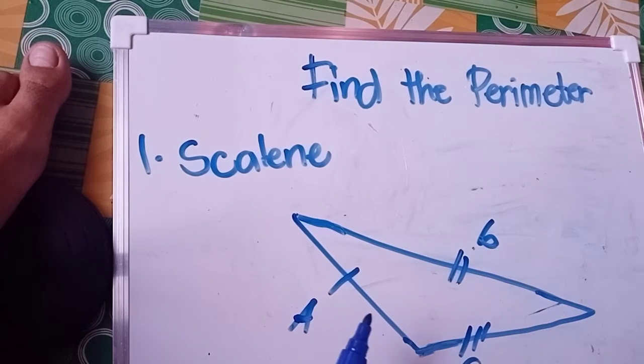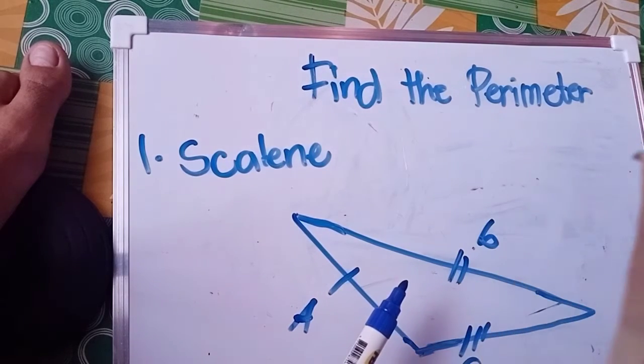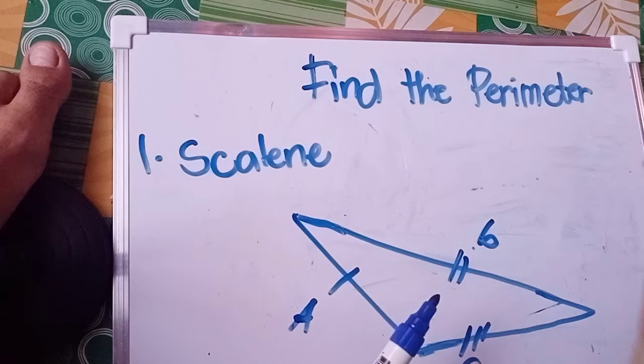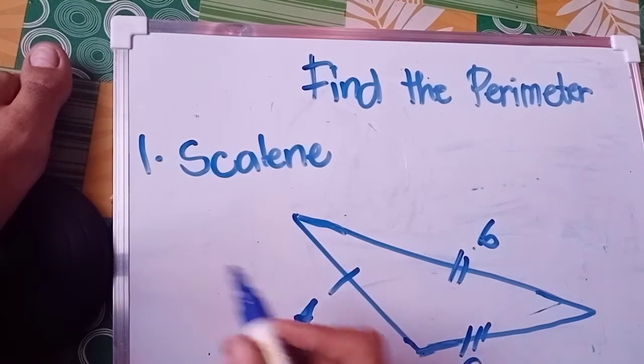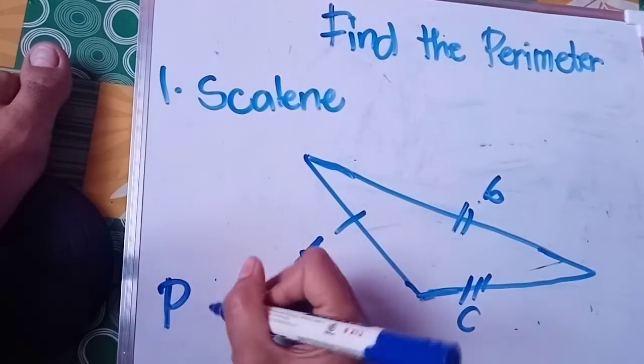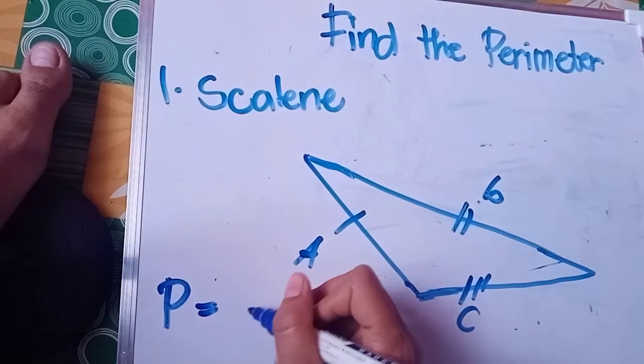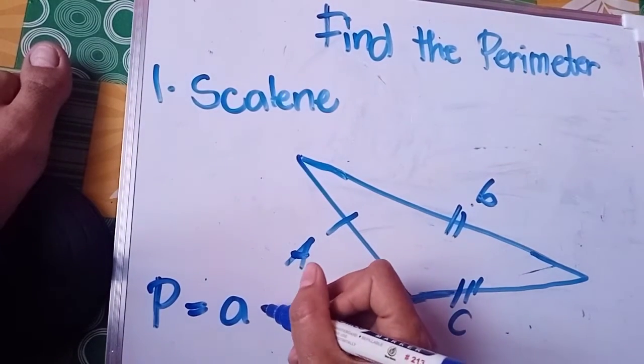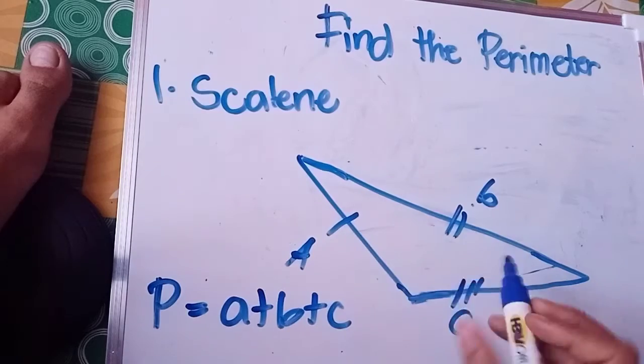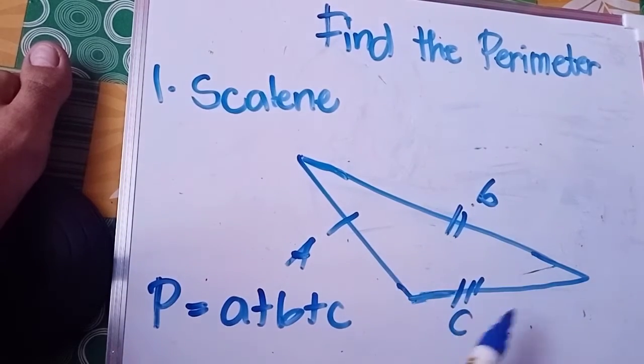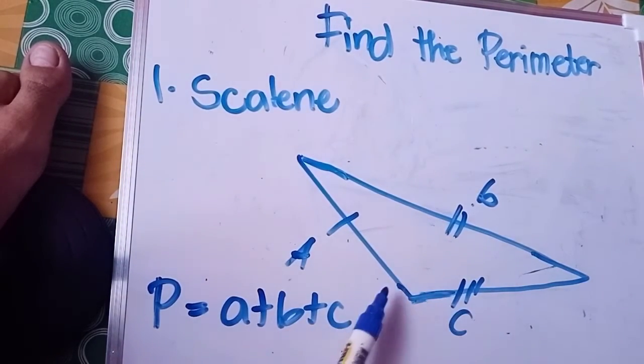The perimeter of a scalene triangle is the distance around the triangle, the sum of the lengths of its sides. Therefore, to calculate the perimeter of a scalene triangle, we require the length of all three sides and can calculate it using this formula. Our formula for the scalene is perimeter equals A plus B plus C, where A, B, C are not equal.